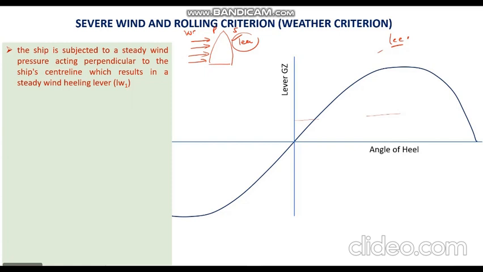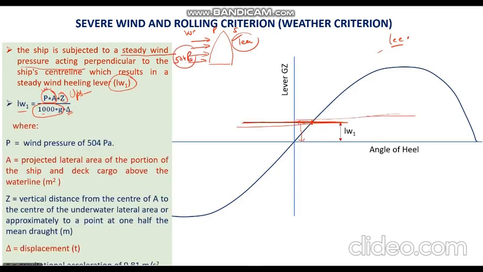There, the value of 4,500 ton was given. Here, the value has to be calculated. That's a separate issue. But here also, there is a steady wind pressure. You see the words steady wind pressure. Steady wind pressure will cause a steady heeling lever. Write whatever is on my slides. It will make sense and you will be able to connect the dots.